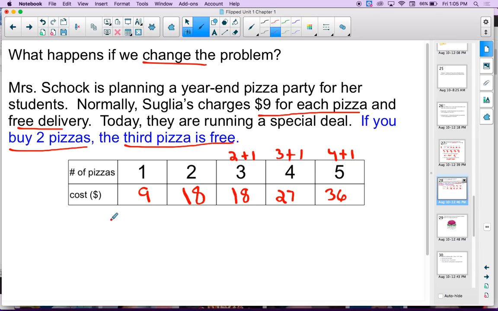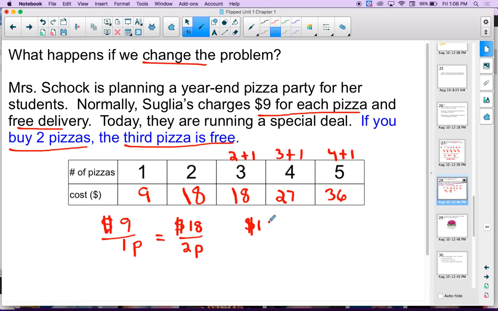If we go to do our unit prices, okay, our first is $9 for 1 pizza. That's if we buy 1 pizza, $9 for 1 pizza. Then it's $18 for 2 pizzas. If we simplify that, divide by the GCF, which is 2, we're going to get $9 for 1 pizza as our unit price. Here things change.